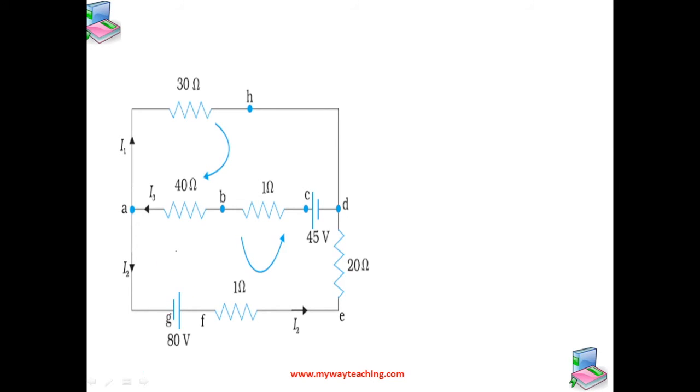The proof of this rule follows from the fact that when currents are steady, there is no accumulation of charges at any junction or at any point in a line. Thus, the total current flowing in must equal the total current flowing out. So, this is the first rule.